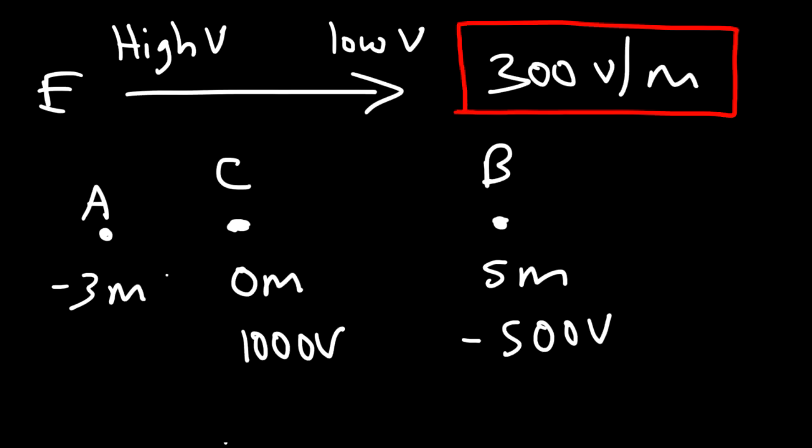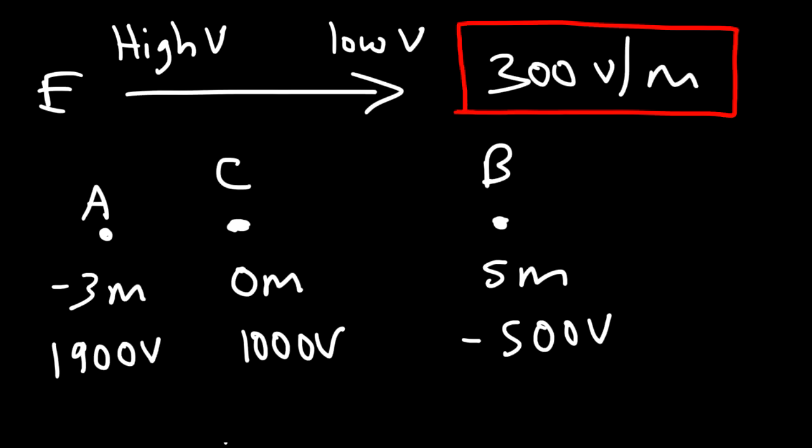Now going to the left, we have a separation distance of 3 meters. 300 volts per meter times 3 meters, that's 900 volts. But going to the left, we're going towards a higher potential. So position A is 900 volts higher than position C. So this is going to be at 1,900 volts.